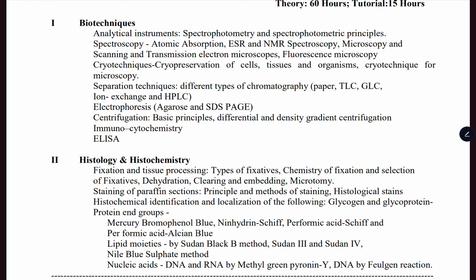Means we have to identify and localize mercury bromophenol blue, ninhydrin Schiff, performic acid Schiff, and performic acid Alcian blue, lipids, Sudan black B method, Sudan 3 and Sudan 4, Nile blue sulfate method, nucleic acids, DNA and RNA by methyl green pyronin Y, DNA by Feulgen reaction.